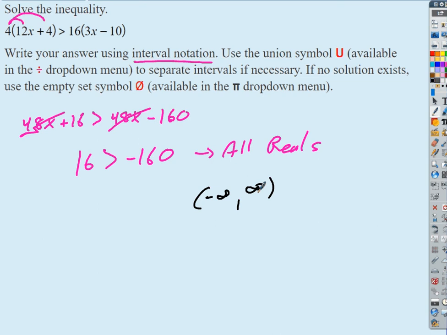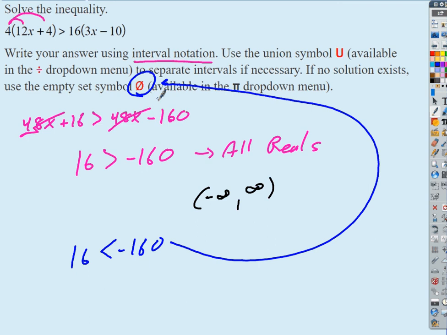Every number. Okay, and we know that using interval notation, how would we have gotten an answer where there might have been no solution? If we had this reversed, what if our answer had been instead that? That's false, right? Yeah. So if that's false, that would mean we'd have to use the empty set symbol, right? Empty set symbol.